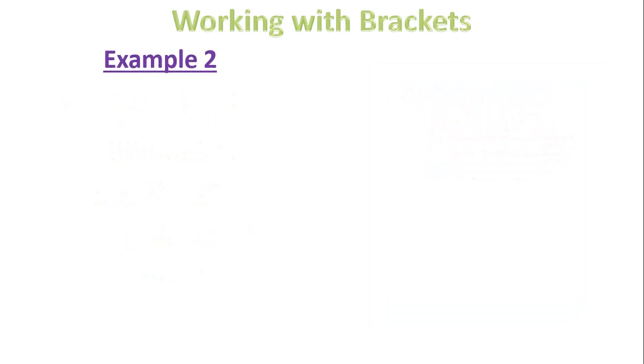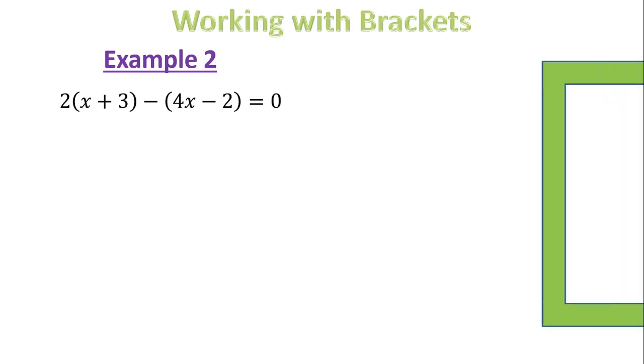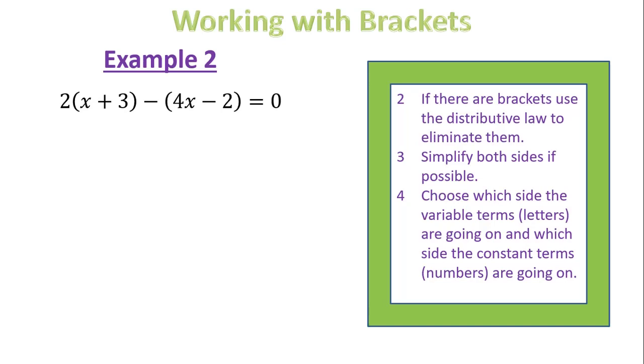Let's have a look at example 2. 2 into the bracket of x plus 3 minus, open bracket, 4x minus 2, close brackets, equals 0. Alright, let's look at our first few steps. Step 2. If there are brackets, use the distributive law to eliminate them.